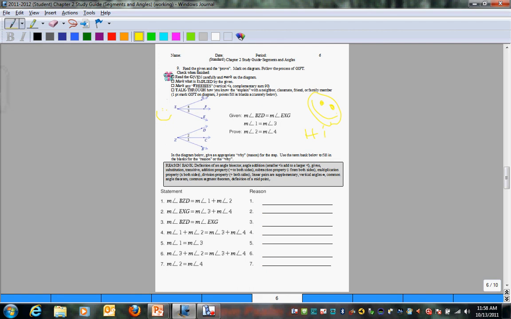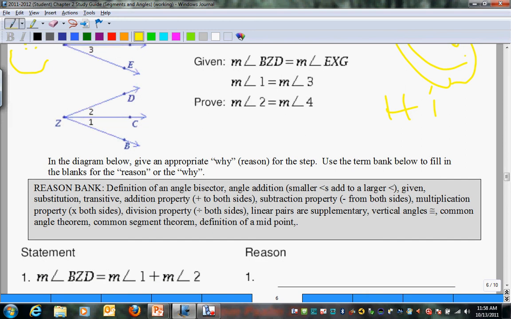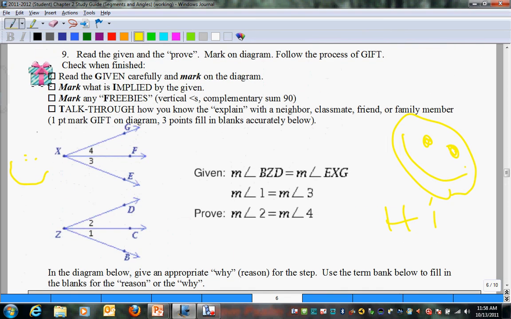Alrighty, so we are going to walk ourselves through GIFT here. What you need to avoid is immediately going for the blanks. That's really important, because eventually you're not going to have any blanks to deal with. So let's come up here and walk ourselves through GIFT. Step one, given, says read the given and mark it on the diagram. So read the given to yourselves, gentlemen, and mark it on the diagram. See, you're going for the blanks up here. Read the given and mark it on the diagram.